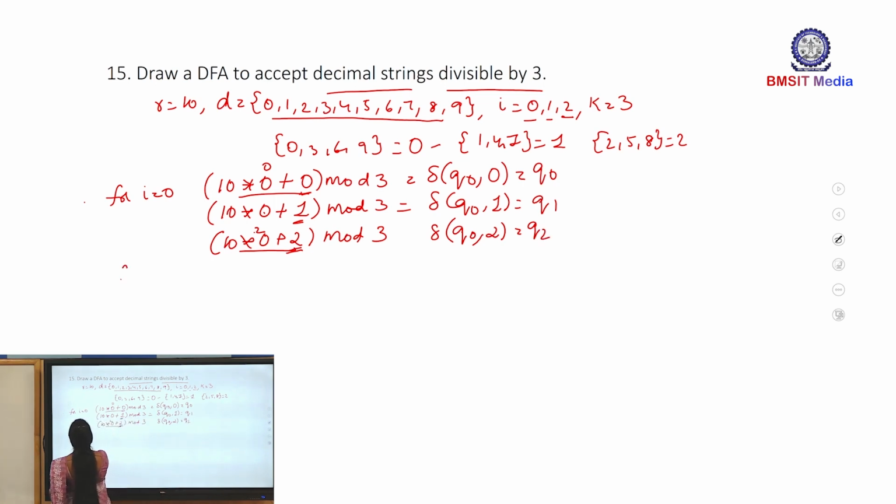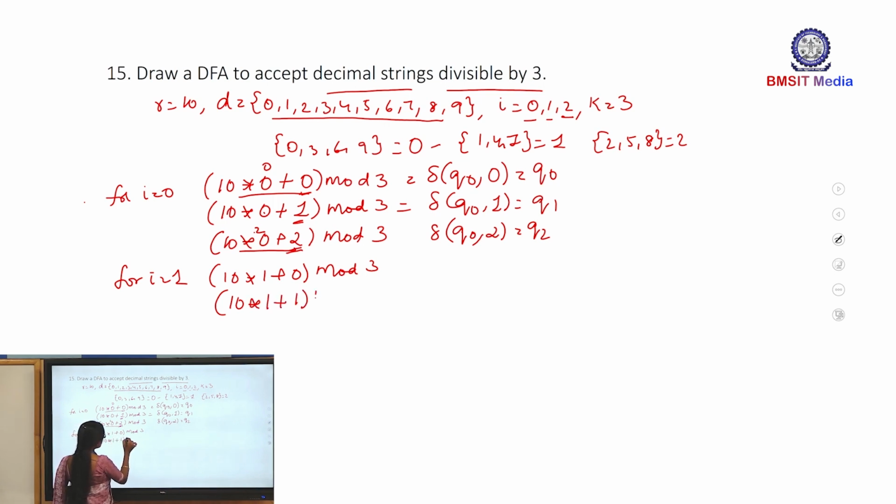Now for i equal to 1, I can write the states. The next state can be computed as 10 times 1 plus 0 mod 3, and then the next transition would be 10 times 1 plus 1 mod 3, and then 10 times 1 plus 2 mod 3.